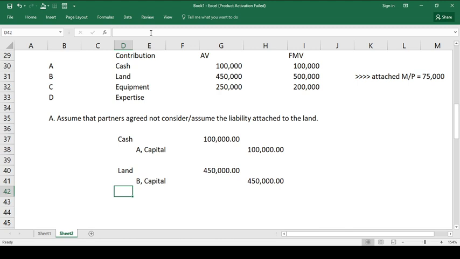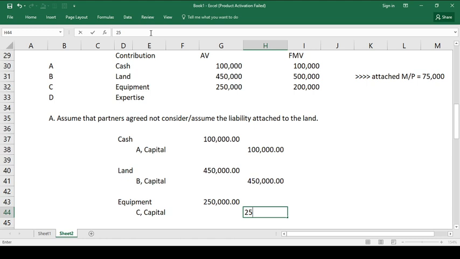How about for the contribution of C? We debit equipment, amounting to 250,000, and then we credit C capital amounting to 250,000, because we will use the agreed value.